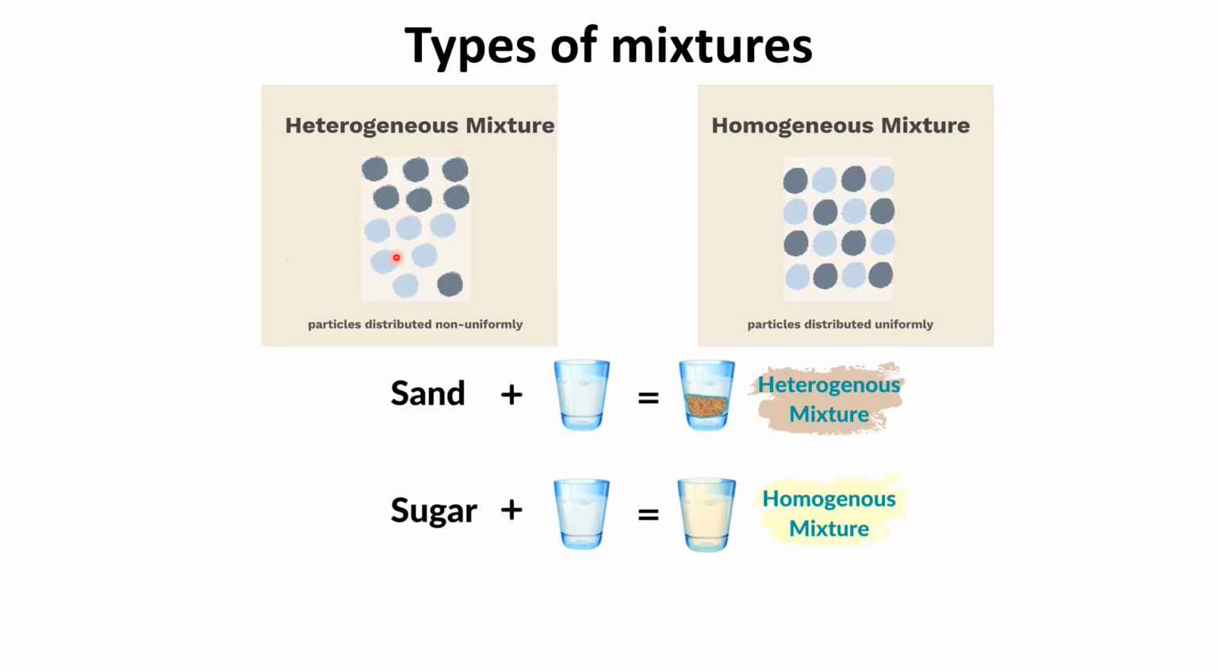In a heterogeneous mixture, the particles are distributed non-uniformly. For example, if we take a mixture of sand and water, the sand would settle down. This means that this mixture has two phases.